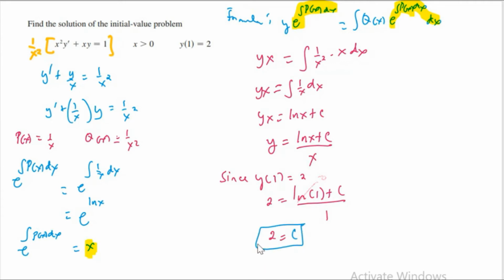Now, after knowing the value of C, we go back to this formula and substitute the value of C. Therefore, y is equal to ln of x plus the value of C, which is now 2, all over x. Or you can write it as y of x is equal to ln of x plus 2, all over x.